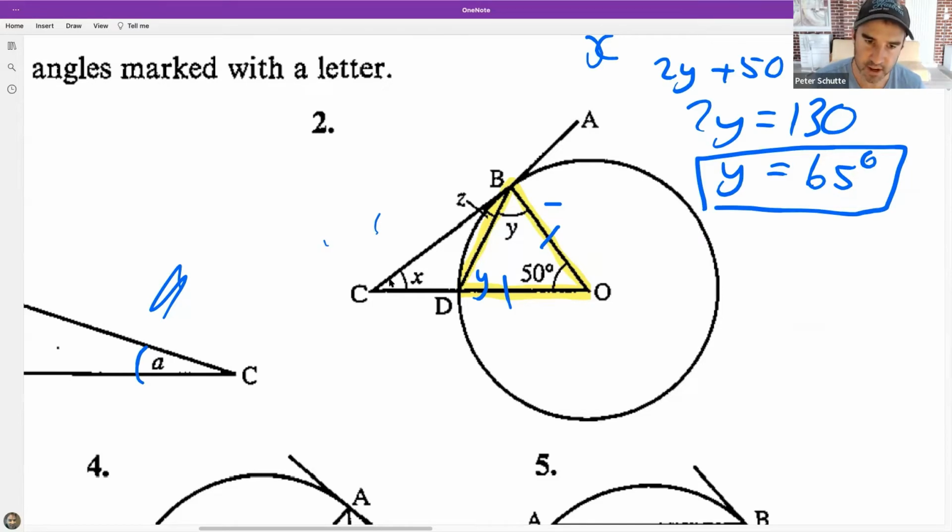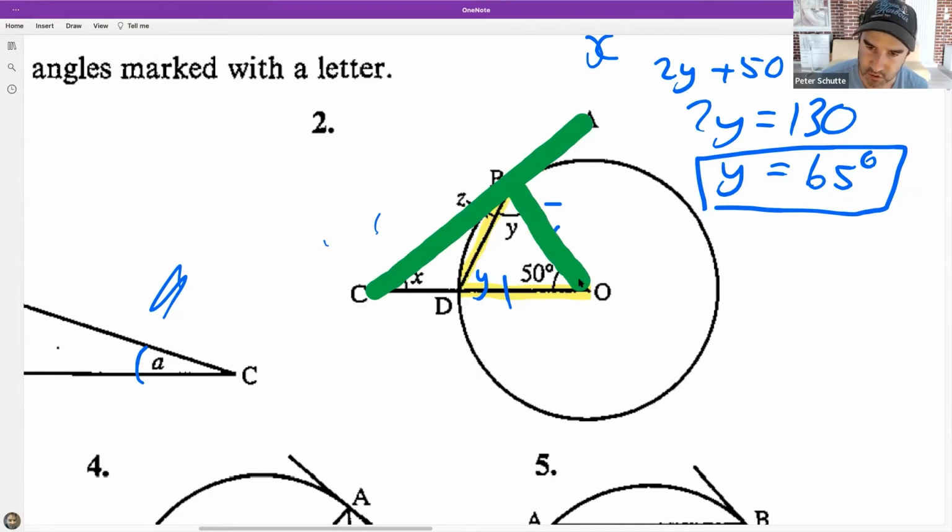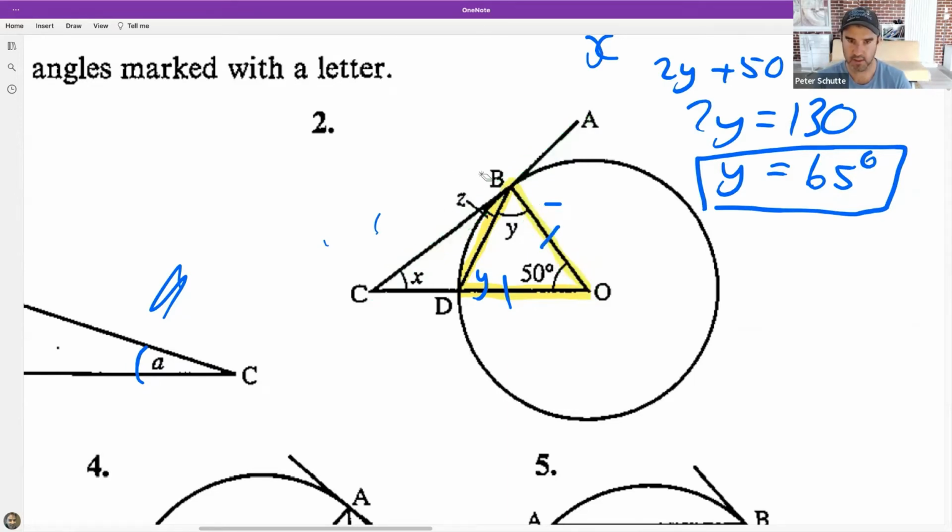If you now know that y is 65, then I want to point out that this line here is a tangent. What do you know about the relationship between the tangent and the center of the circle? Can you use that to help you find z? So I'll look at the chat now. I see people have got z is 25.